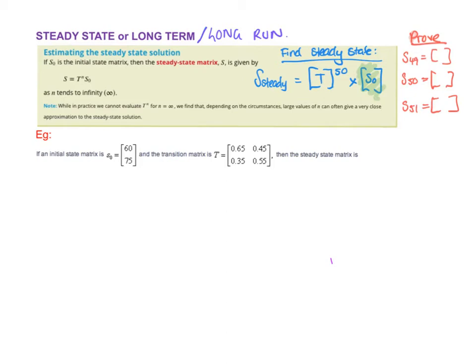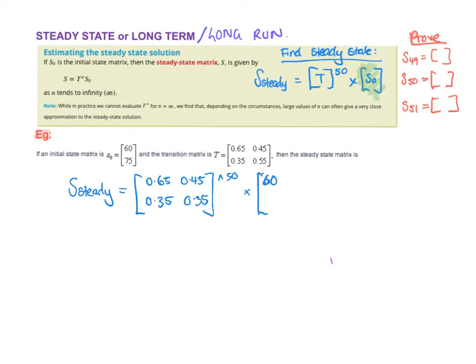All right, so let's have a look at this example here. It says, if an initial state matrix S0 is this one, 60 and 75, and the transition matrix is here, then the steady state is. So how am I going to calculate this steady state? I am going to put this into the calculator. They're not asking me to prove it, they're just asking me to find what it is. So I'm going to pop that into the calculator to a high power, times it by the state they gave me, which was actually the initial one, so it doesn't matter, and we'll work that out.